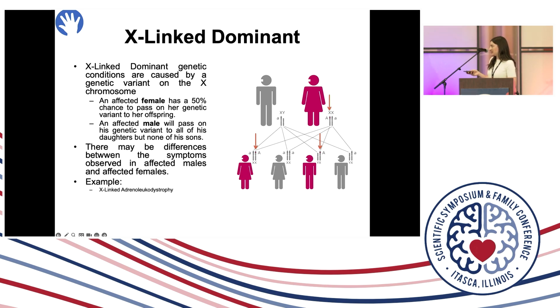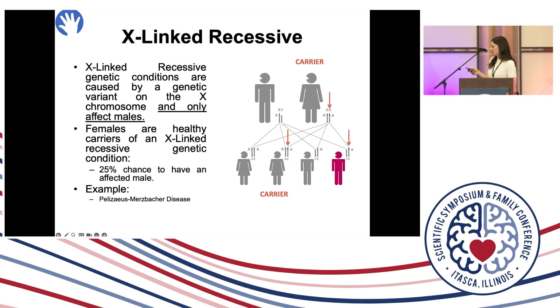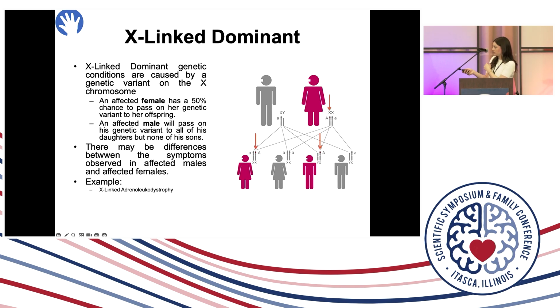And so we can see here that a female that is affected with an X-linked dominant condition will have a 50% chance to pass on her genetic variant to her offspring, and this is because she has 2 X chromosomes. So she will either pass on the X chromosome that has the genetic change or the X chromosome that doesn't.